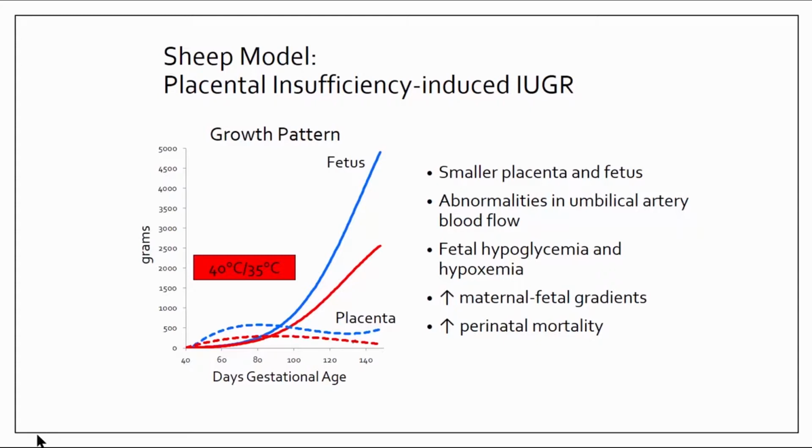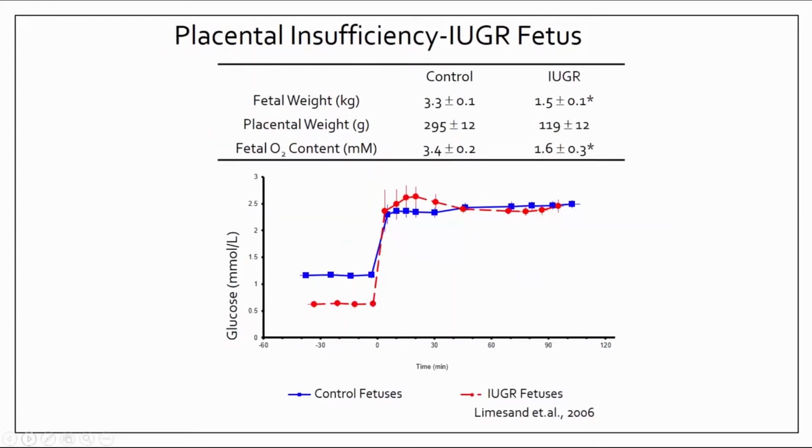So now to put some numbers to those general statements I've made, if you look at fetal weights and placental weights at 135 days or 90% of gestation, they're reduced about 50 to 60%. If you look at the oxygen content, again, oxygen content is reduced around 50%. So they are hypoxic. For the rest of this talk, I'll be talking about a glucose-stimulated insulin secretion challenge. What we're doing is essentially performing a square wave hyperglycemic clamp to evaluate insulin secretion in the sheep fetus that's either a control animal or an IUGR animal.